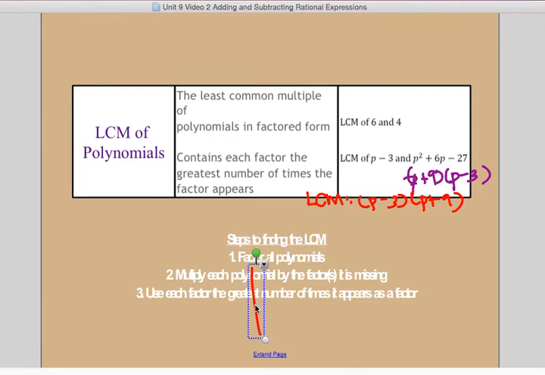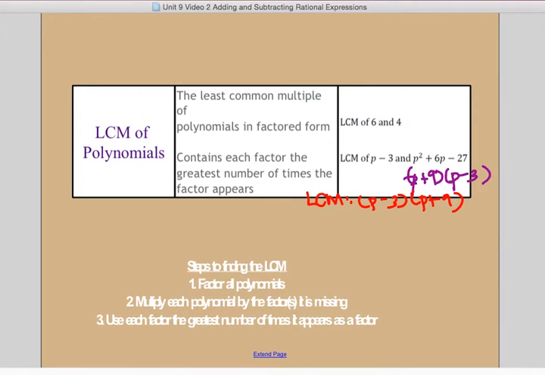Okay, so steps to finding the LCM. We want to factor all polynomials, and then multiply each polynomial by the factors if it is missing, and then use each factor the greatest number of times it appears as a factor. Okay, so we're just going to look at some examples. I think that will make things make a little bit more sense.